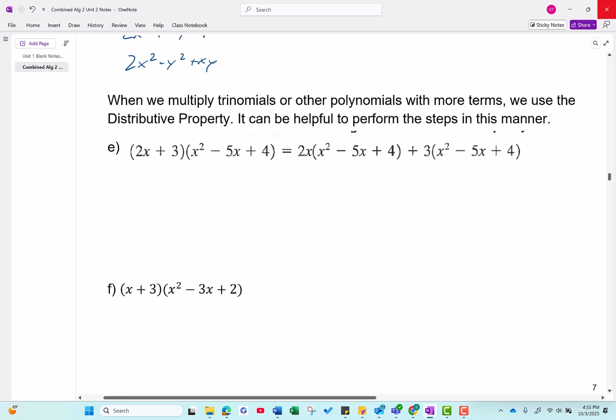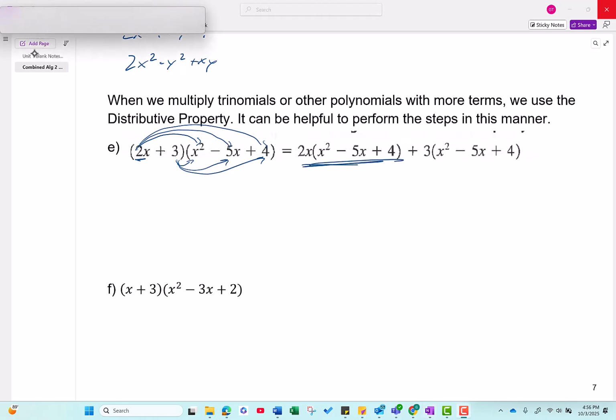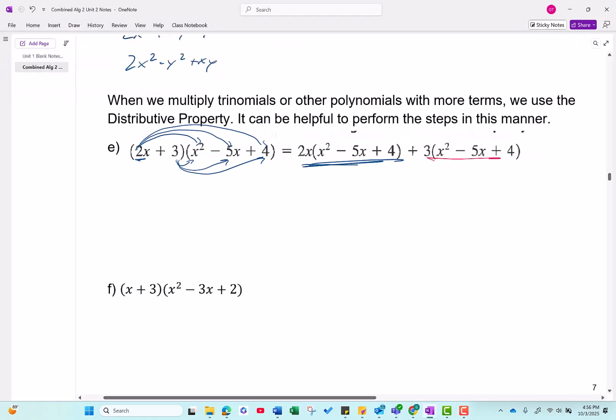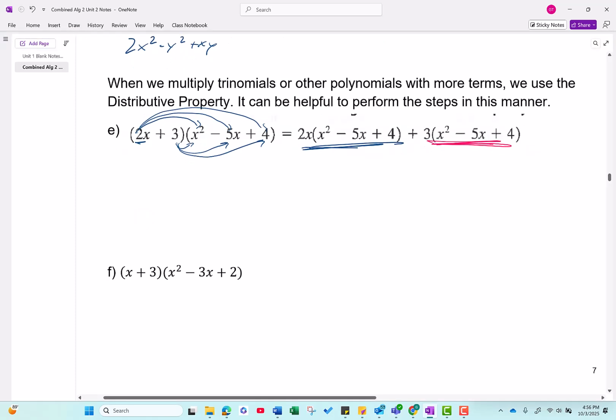All right, so now we can multiply a trinomial or other polynomials with more terms. Again, using the distributive property, it can be helpful to perform these steps in this manner. So I take this first term and I multiply it by this one, then that one, and then that one. Take the second term and then multiply it by each as well. And we see that right here, and then right here. So I'll draw those out. So this ends up being 2x to the third minus 10x squared plus 8x.